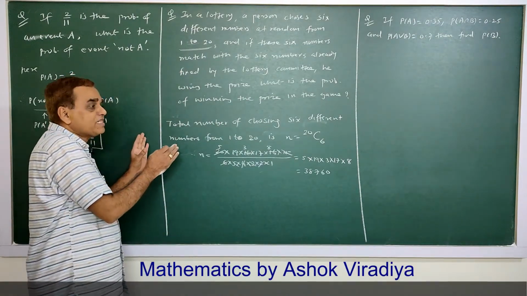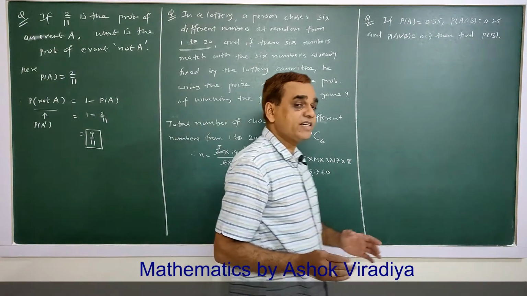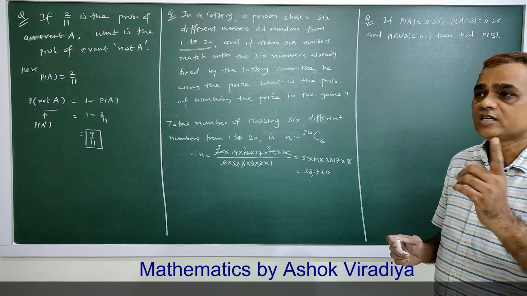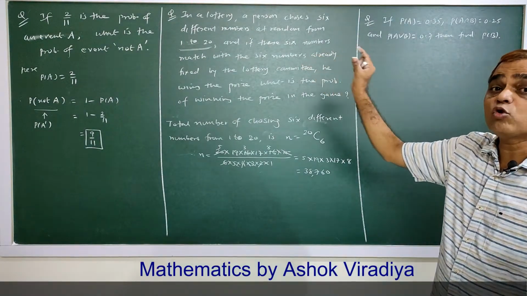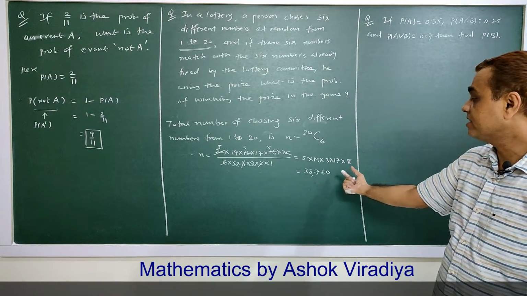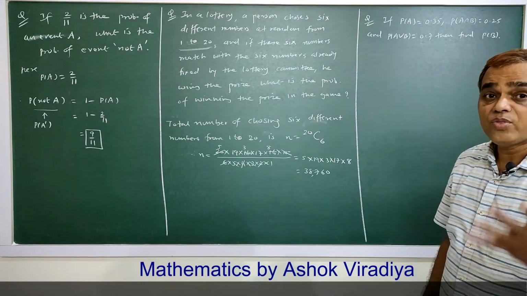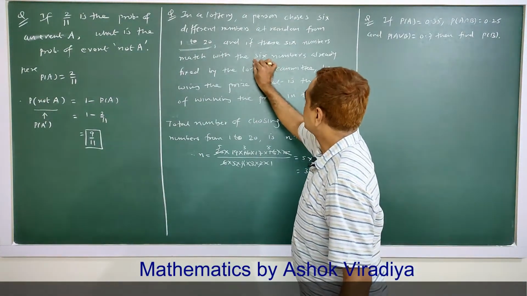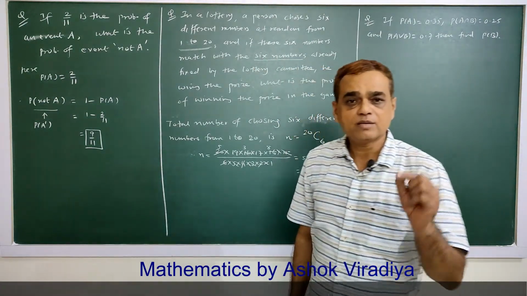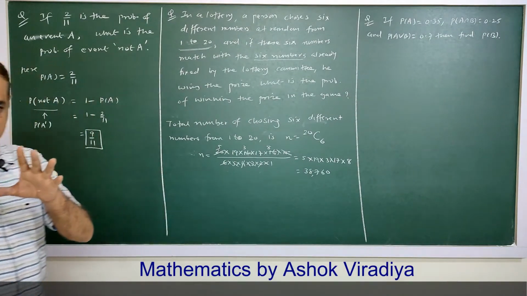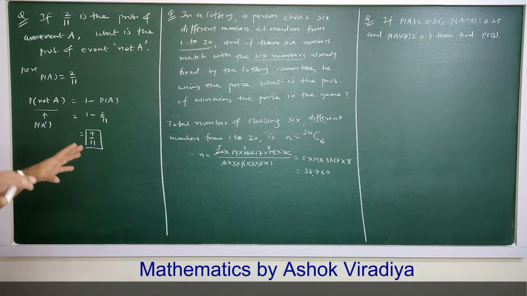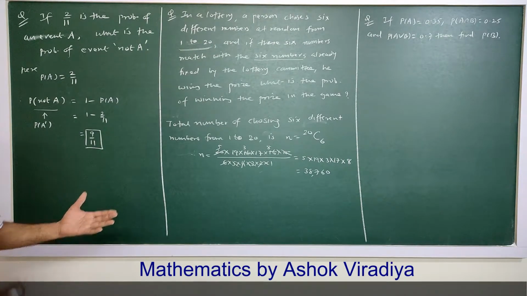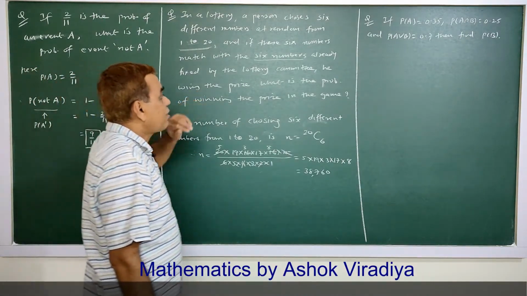So the sample space contains 38,760 such selections. If you select any 6 different numbers from the first 20 natural numbers, then the total number of selections is 38,760. Now, to win the lottery, particular 6 numbers must be obtained. If the particular fixed 6 numbers are obtained, then that person can win the lottery.